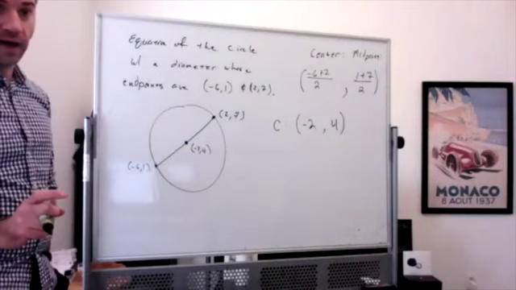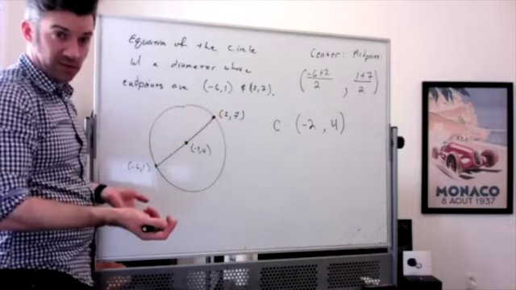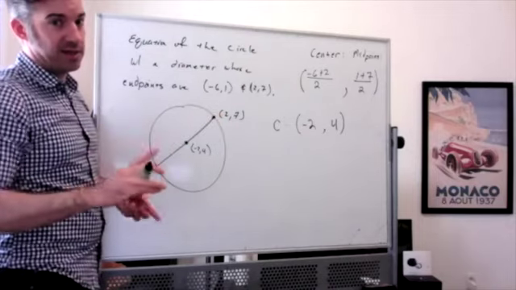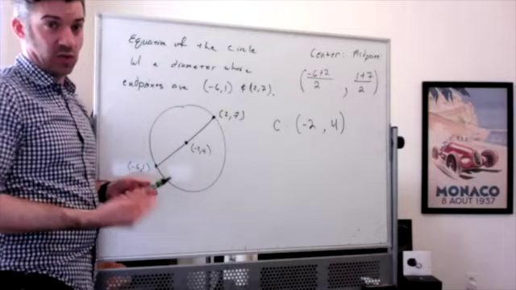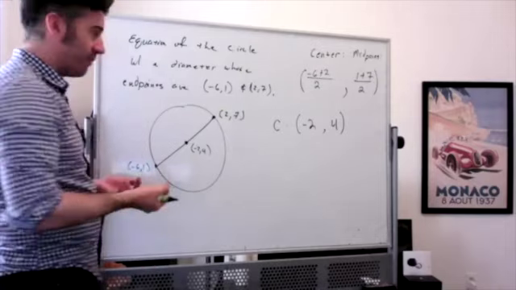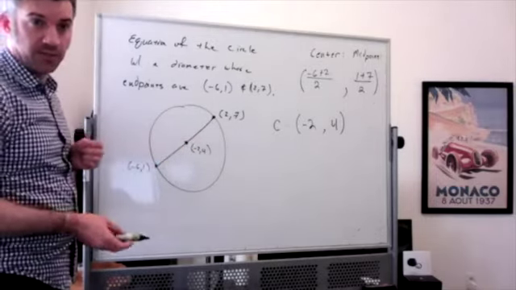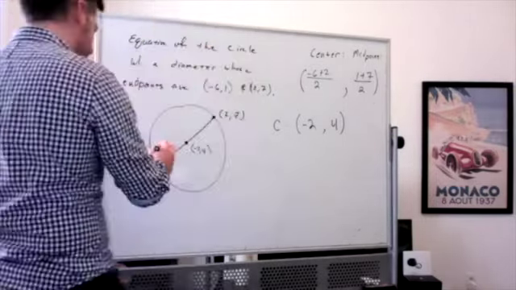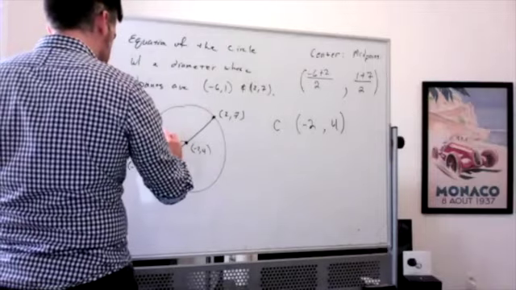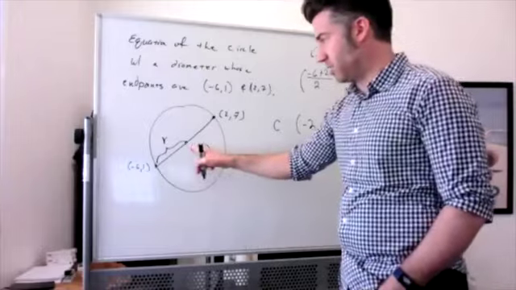You can either find the distance between the 2 endpoints and divide it by 2. I don't recommend that because sometimes it's not a nice distance. It's like a square root of something, and then dividing it by 2 makes it kind of funky. I prefer to find the distance between the center and one of those endpoints. So let's find the distance between these 2 points. So the radius is going to equal the distance between that point and that point.